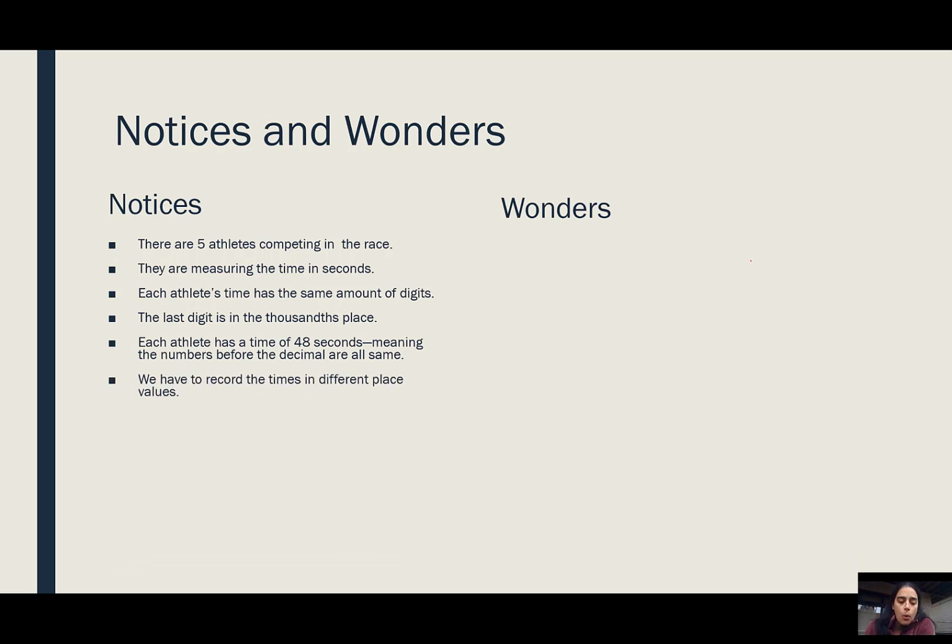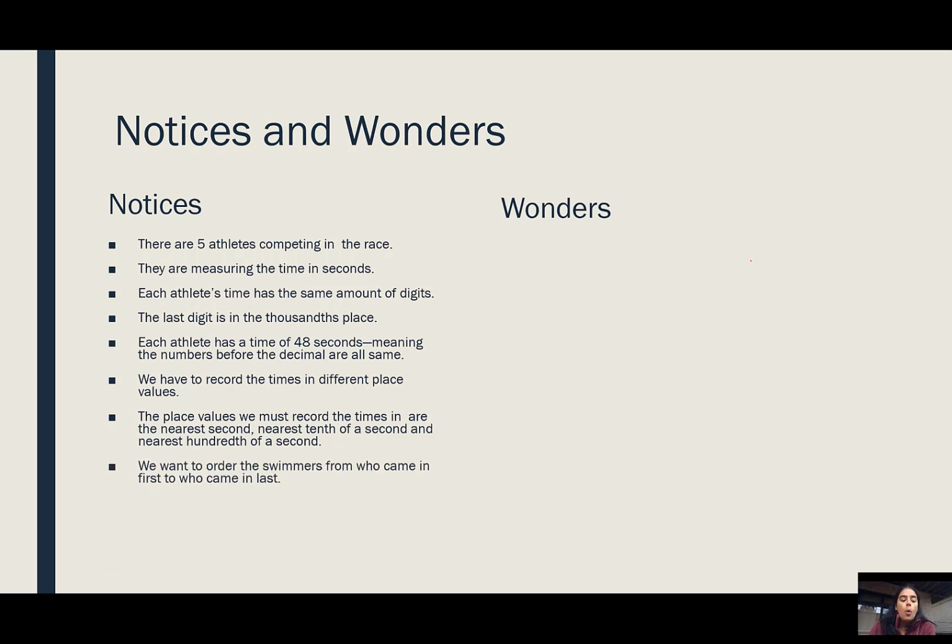We have to record the times in different place values. That's what the problem is asking. The place values we must record the times in are the nearest second, the nearest tenth of a second, and the nearest hundredth of a second. We want to order the swimmers from who came in first to who came in last.